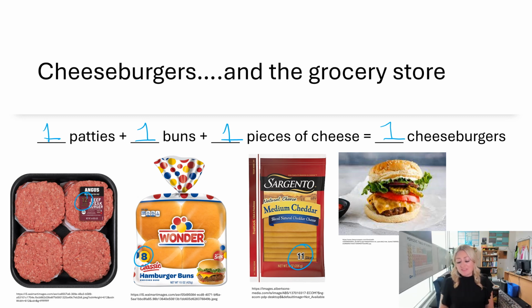Just taking a look at these, it looks like the buns are in the least amount. If I were to get one package of each of these, I am limited by the number of buns I have and how many cheeseburgers I can make if everyone's going to have one patty, one bun, one piece of cheese. Okay? Even though I have 12 patties and 11 slices of cheese, I can only make 8 complete cheeseburgers because those hamburger buns are my limiting reactant. And I swear to you, the grocery store is doing this on purpose.